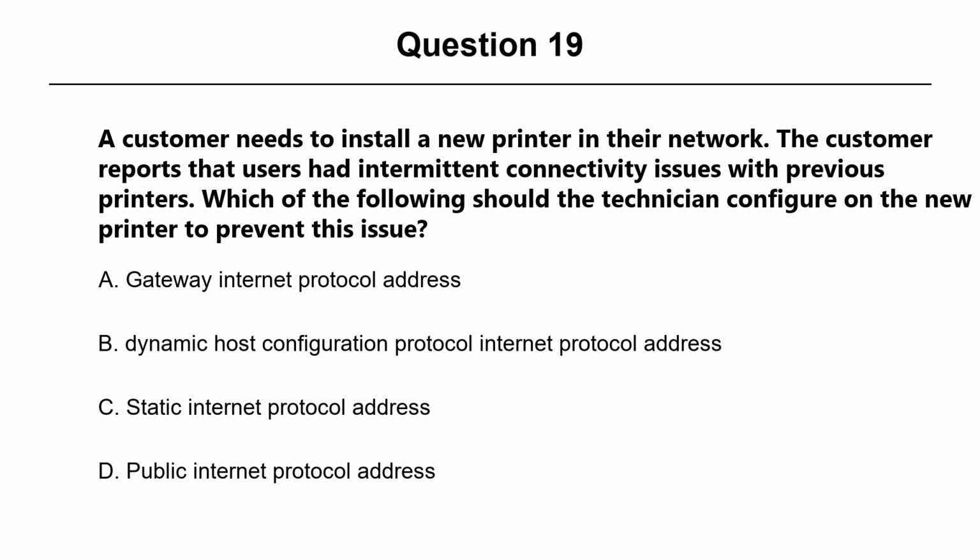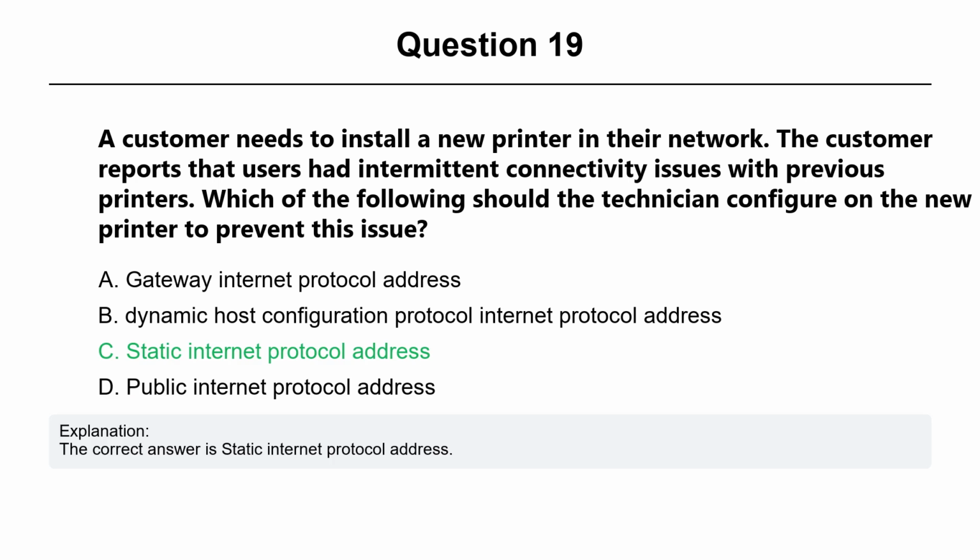Option A. Gateway Internet Protocol address. Option B. Dynamic Host Configuration Protocol Internet Protocol address. Option C. Static Internet Protocol address. Option D. Public Internet Protocol address. The correct answer is option C. Static Internet Protocol address.